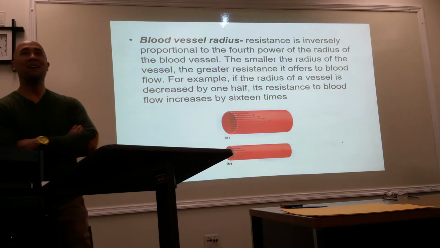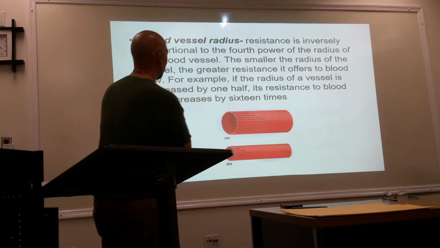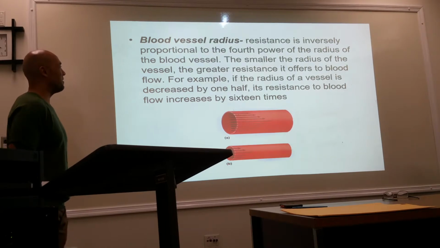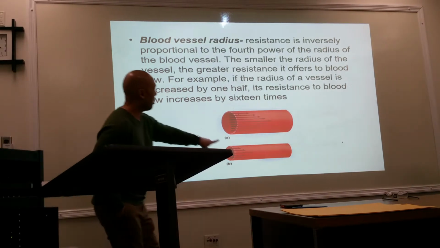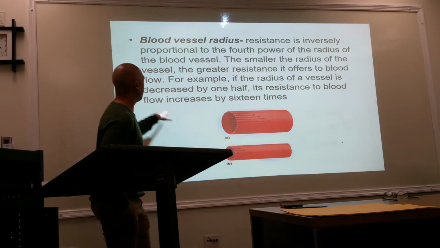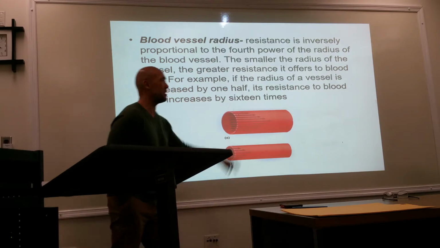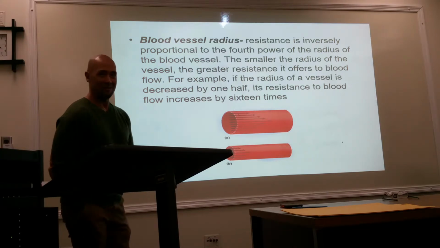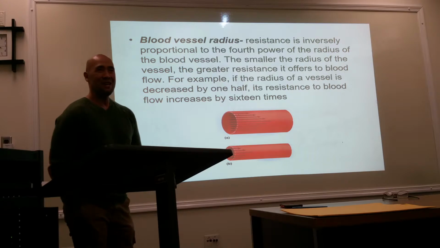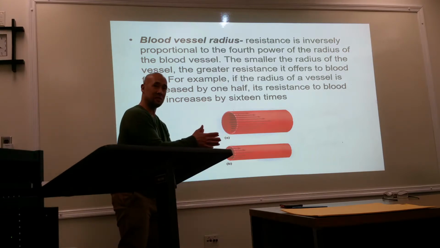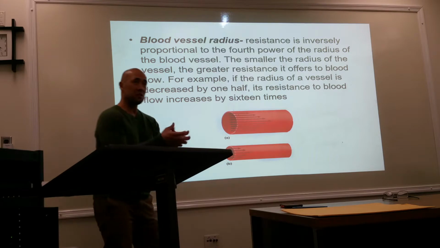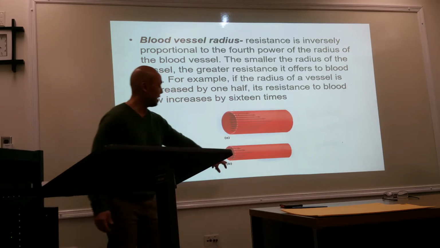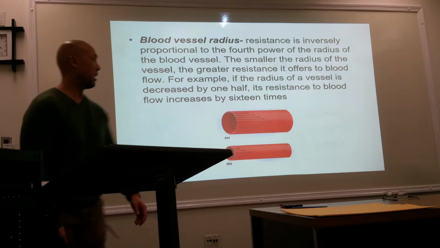All right. The smaller the radius of the vessel, the greater the resistance it offers to blood flow. For example, if the radius of the vessel is decreased by 1/2, its resistance to the blood flow increases 16 times. That's where the 4 times comes in. Okay? Because with greater diameters, there's less resistance. With smaller diameters, there's more of the fluid coming in contact with the surface of the inner diameter.